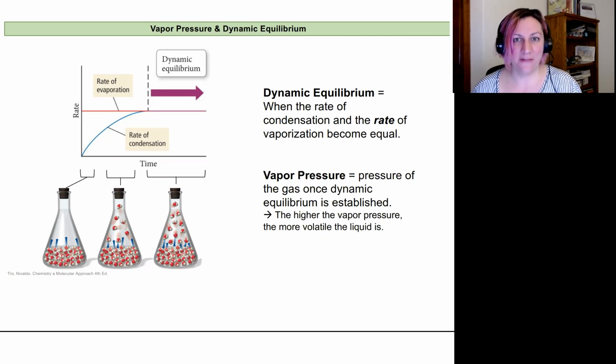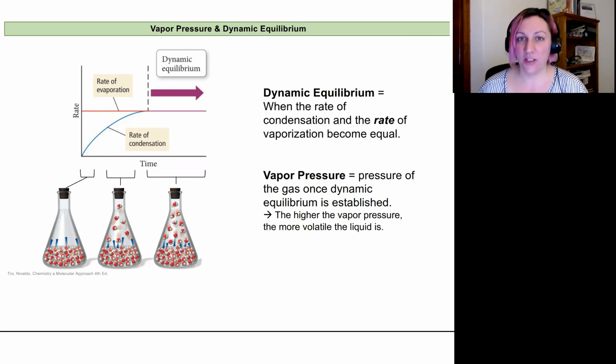Now that we're talking about phase changes, we finally get to introduce dynamic equilibrium, which is the theme of Chemistry 162. We will talk about this in terms of phase changes, and then we'll talk about it in terms of chemical reactions as well, and spend a lot of time on it. So, get to know dynamic equilibrium.